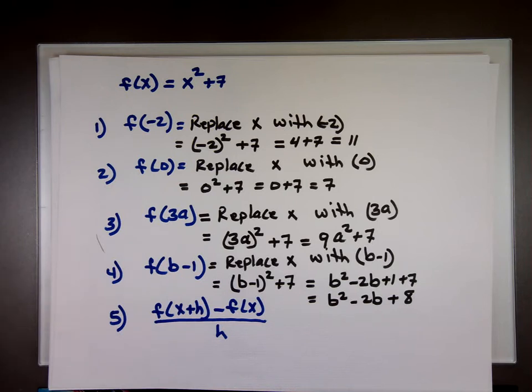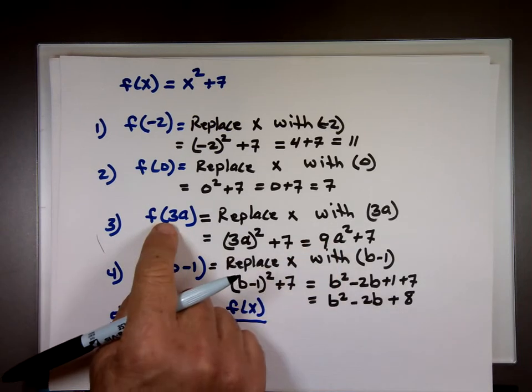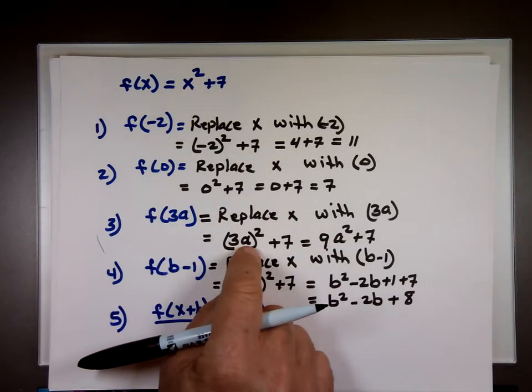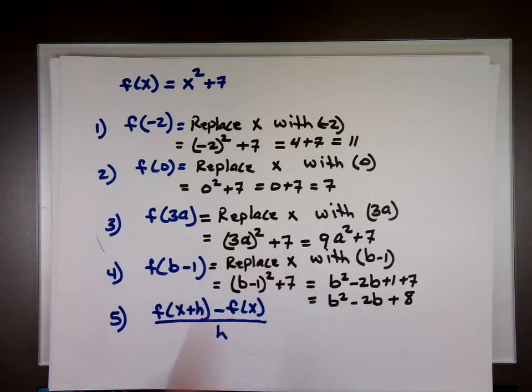The last one is actually a big one, so let's look at it. Number 3 has the 9a. Should there not be the squared on it though? The a squared, because you're replacing x with 3a. Got to square that.